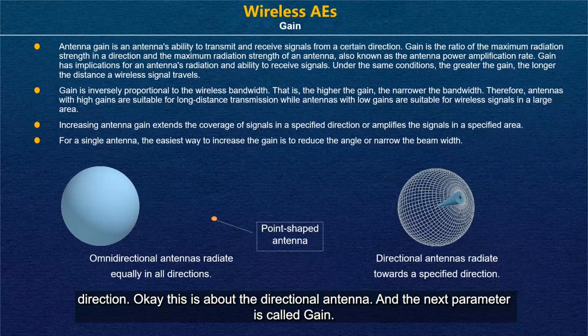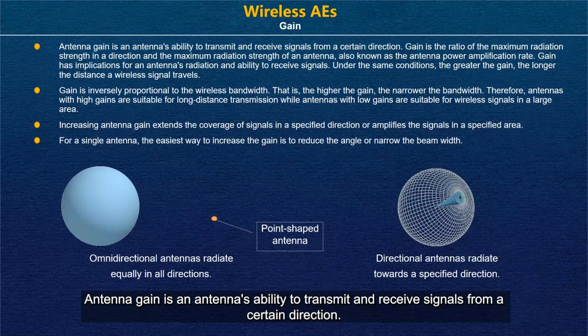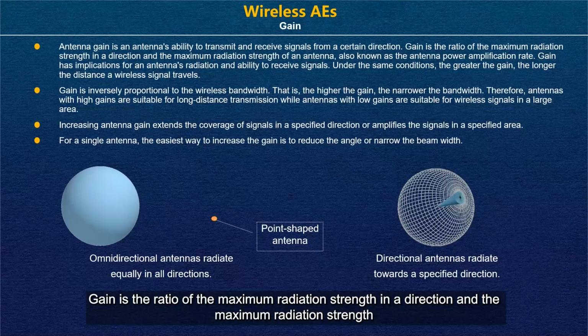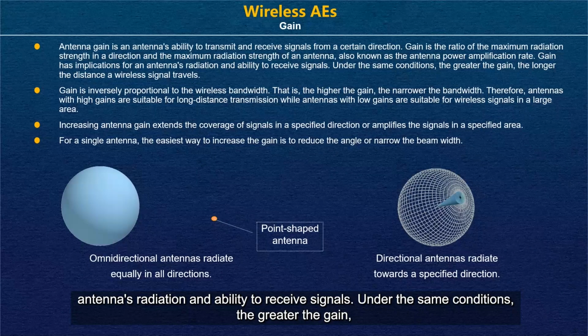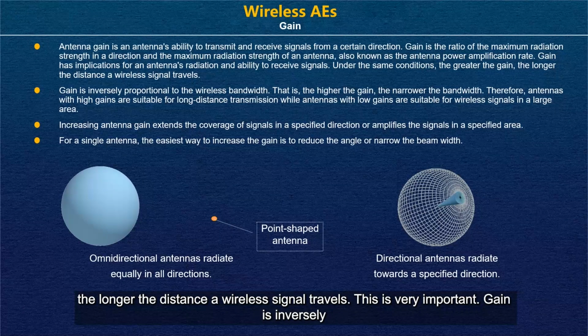The next parameter is called gain. Antenna gain is an antenna's ability to transmit and receive signals from a certain direction. Gain is the ratio of the maximum radiation strength in a direction to the maximum radiation strength of an antenna, also known as the antenna power amplification rate. Gain has implications for an antenna's radiation and ability to receive signals. Under the same condition, the greater the gain, the longer the distance the signal travels.